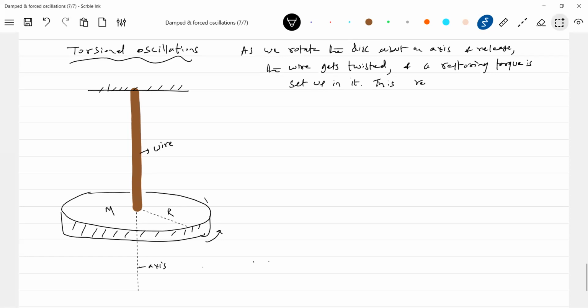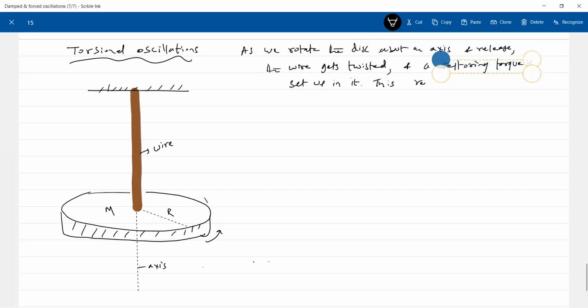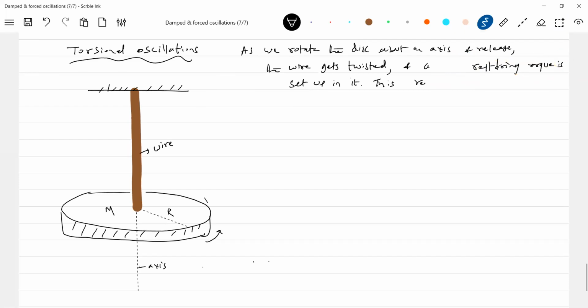Elastic restoring torque. Okay, we'll write it. Elastic restoring torque is set up in it. That will bring this to its initial position. Like this, it will be oscillating.